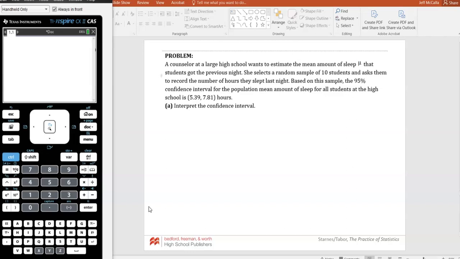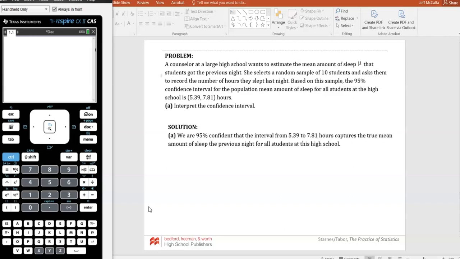That should be interesting. Based on the sample, the 95% confidence interval for the population mean amount of sleep for all students is between 5.39 and 7.81 hours. So we are 95% confident that the interval from 5.39 to 7.81 contains the true mean of the population, in this case, the mean amount of sleep for the students at this large high school, and that's what it is.